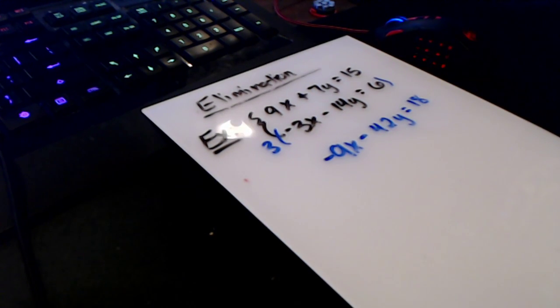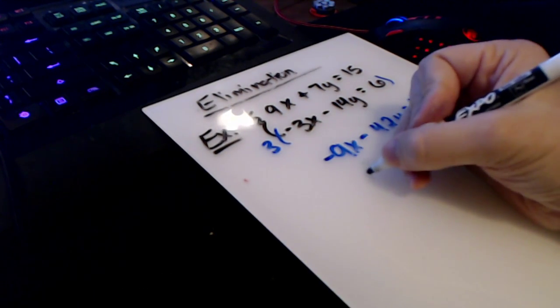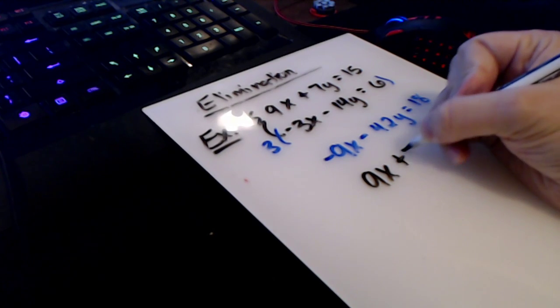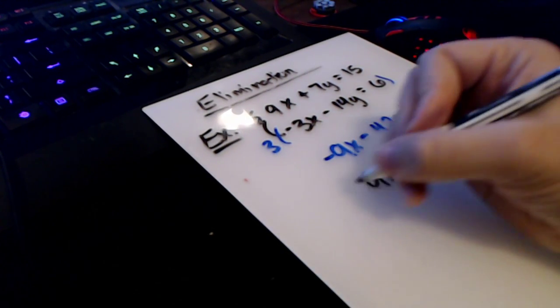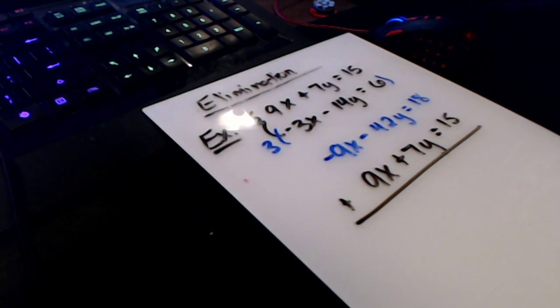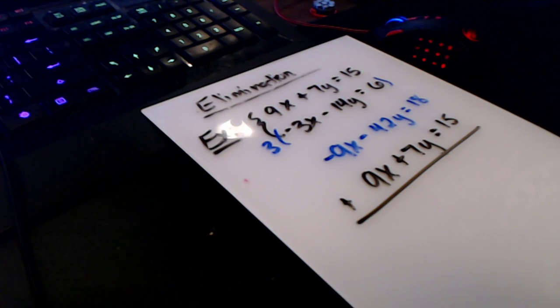And then we're back to just adding that to the first equation. So our first equation was 9x plus 7y equals 15. Again, this is like a giant addition problem. This problem is going to get ugly really fast.